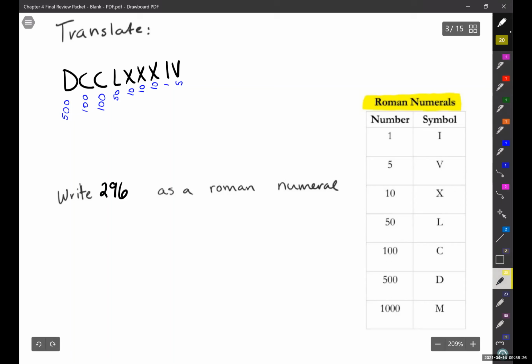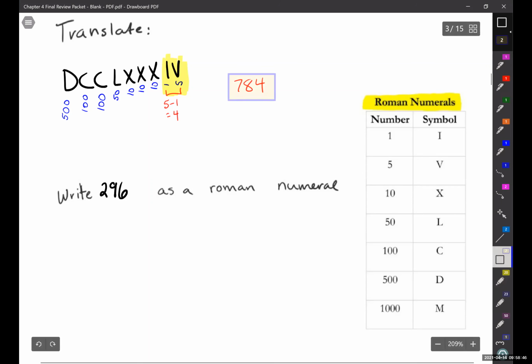So everything's in descending order until the last two. They're written out of order, so mentally I know take the 1 away from the 5, and that represents 4. So we've got 500, 600, 700, 750, 760, 770, 780, 784. Do y'all agree with that?